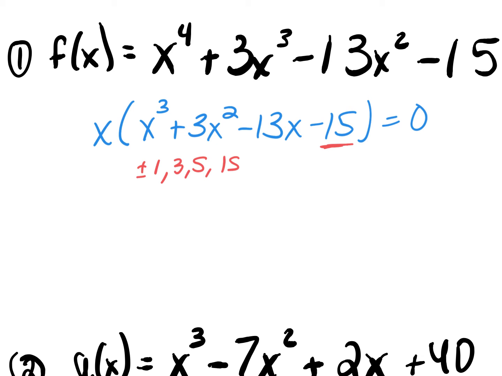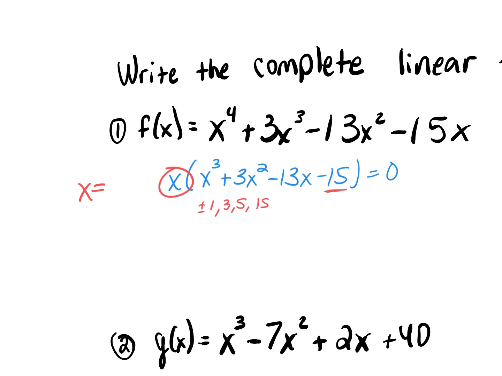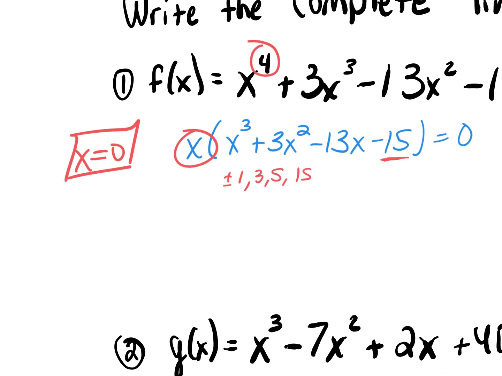So let's try 1. What's one of the zeros I already know I have? X equals 0. Okay, I already know x equals 0. That's one of my answers. How many answers should I have total? 4. Okay, so if I'm going to try P over Q, I'm going to try 1. So I have 1, 3, negative 13, negative 15. Our synthetic division, right? Bring down our 1. 1 times 1 is 1. 3 plus 1 is 4. 4 times 1 is 4, negative 13 plus 4 is negative 9. Is this going to work?